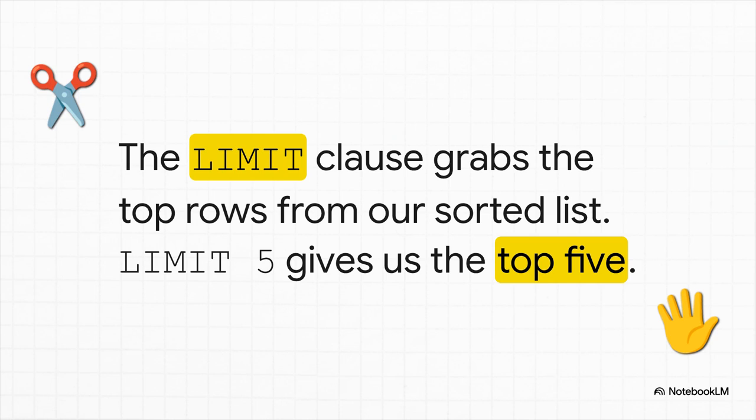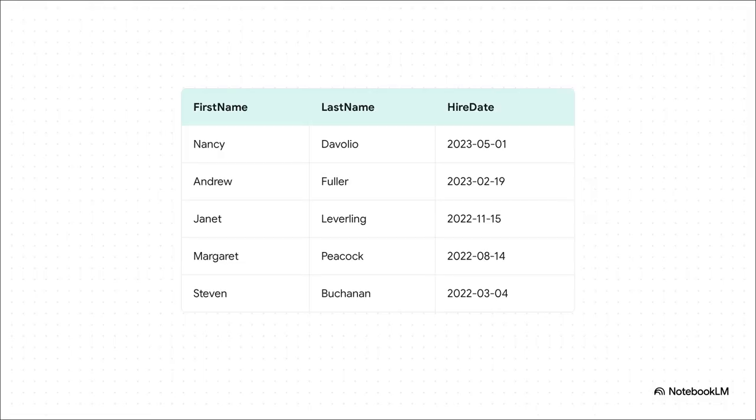Once our data is sorted just right, we just need to tell the database to slice off the top of that list. We do that with the limit clause. Limit 5 simply says, hey, after you're done with all that sorting, just give me the first 5 rows you see. And there is our final result, a clean, simple list that directly answers the business question. By combining order by and limit, we've created a really powerful ranked report with just a single, simple command.